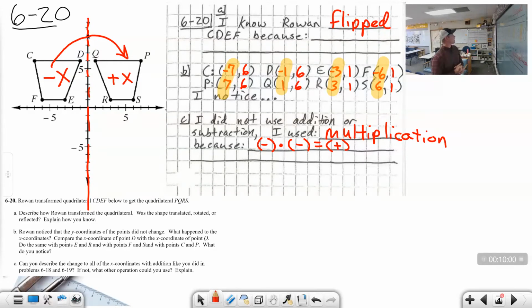Now, 6-21 is on this exact same graph. Okay? Rowan is then learning that, wait a second, I can just take these coordinates and I can multiply it by -1, and I'm going to get the flipped shape. And that's correct.